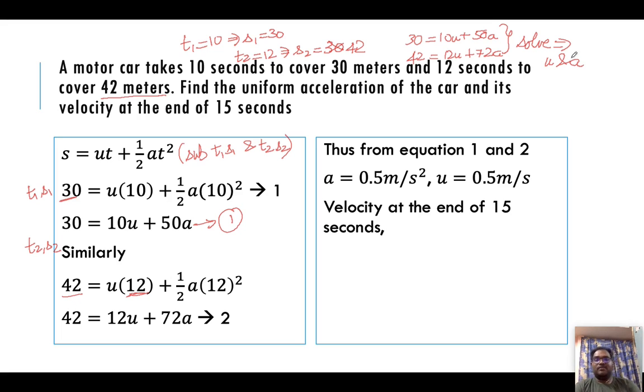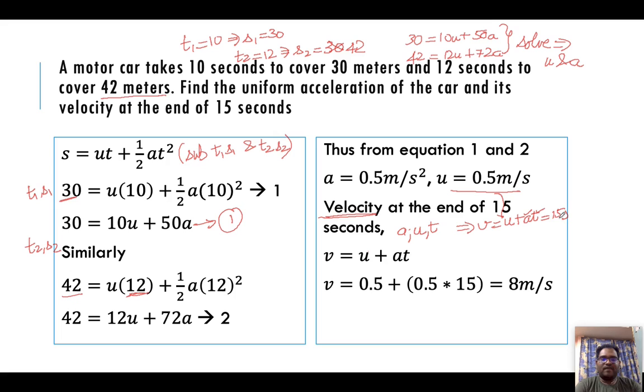Now they have asked us what is the velocity at the end of 15 seconds. So now they are asking us for a velocity. Let's just keep it as simple as this. The acceleration value is known to us, initial velocity is known to us, time is known to us. Which means we can use this equation, v is equal to u plus at. u you can find over here. Acceleration is also known, time is 15 seconds over here. You substitute it, and we are going to get the value of your final velocity.